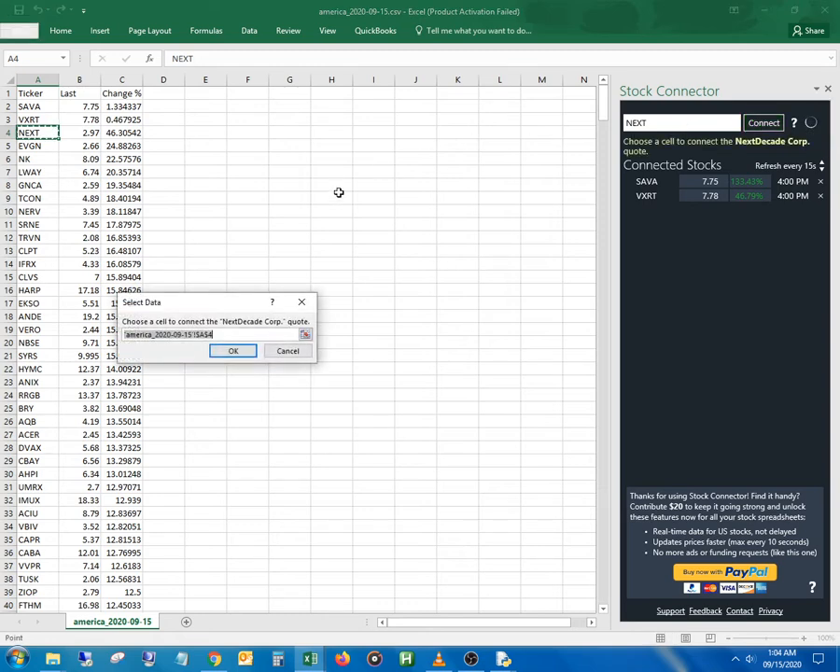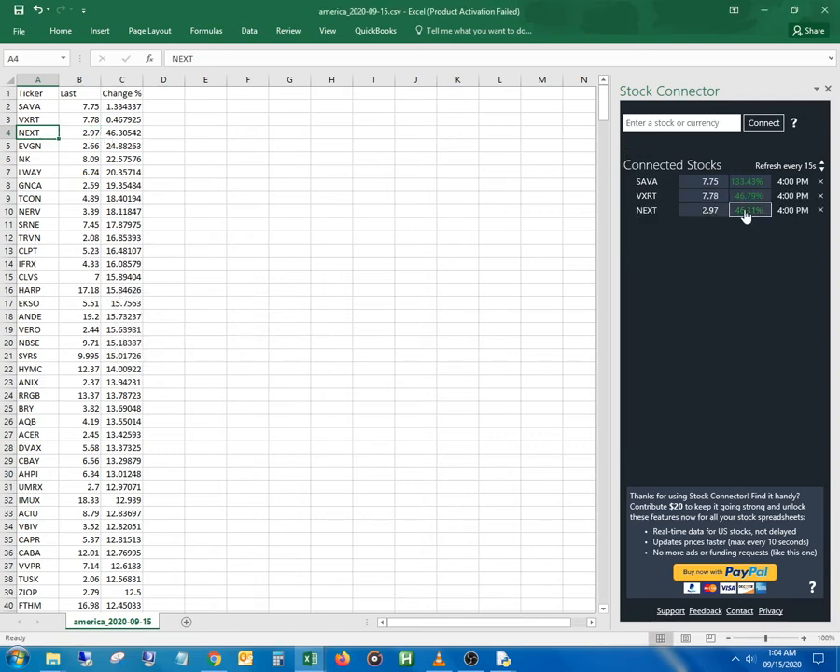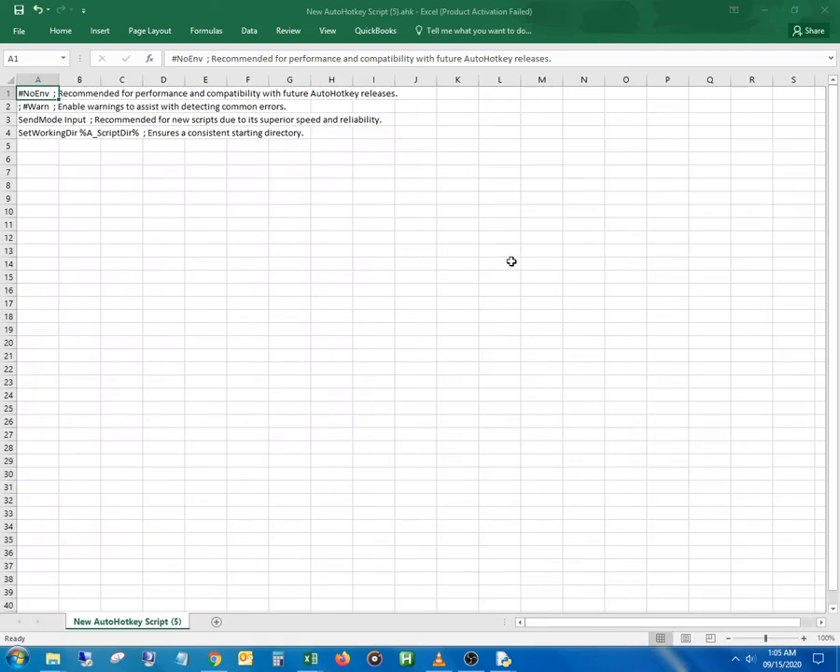Okay, so as I was saying, you have your static column of tickers, and you have your dynamic columns of price and percent change. What I did after that was I deleted the price column because it was already within my screener filter.